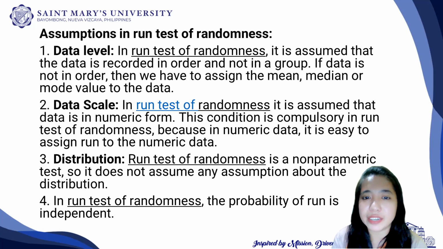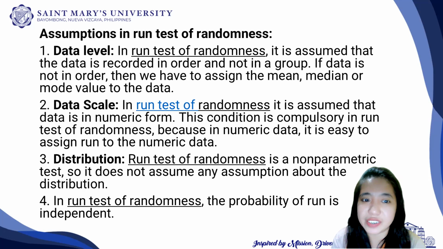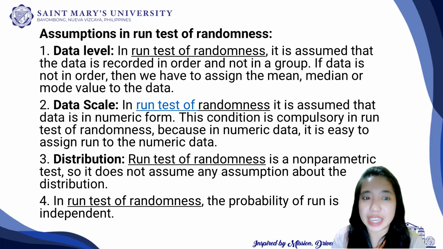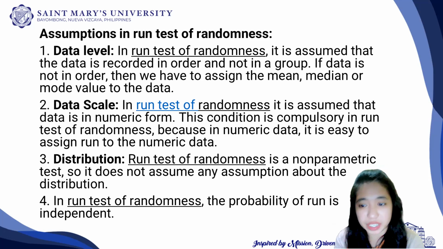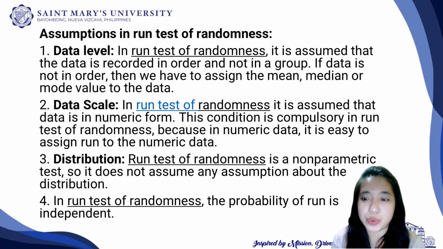For the data scale, in run test of randomness, it is assumed that the data is in numeric form. This condition is compulsory in run test because in numeric data, it is easy to assign run to the numeric data. This is actually one of the requirements even in other tests. As much as possible, when we encode our data, it must be in numerical form. Even if later our data is not numerical, just like ordinal or nominal, the data that must be encoded is in numeric data.